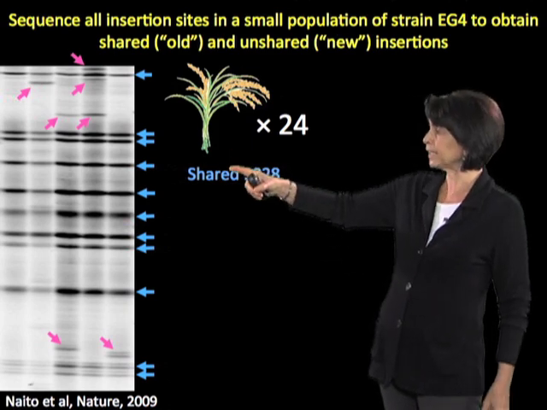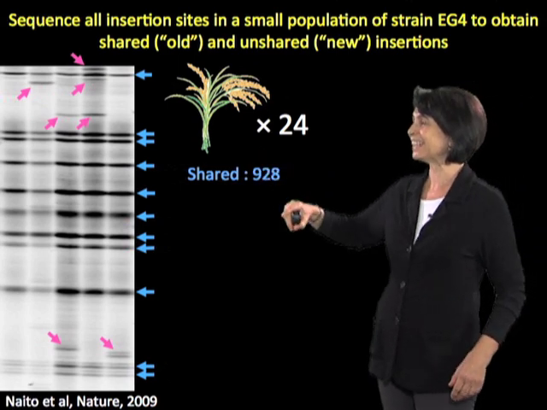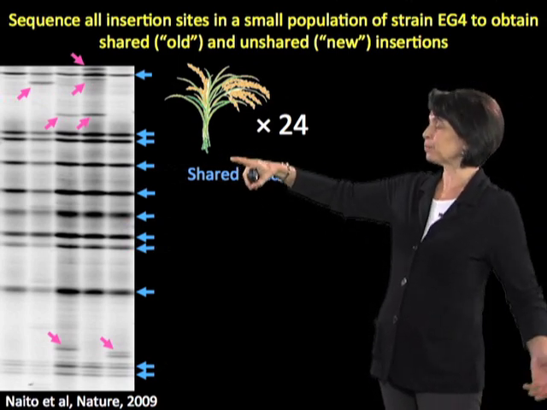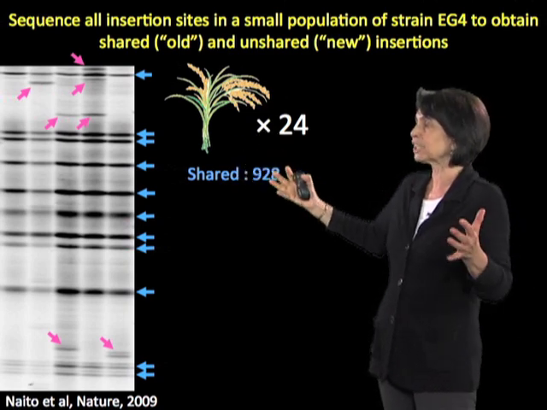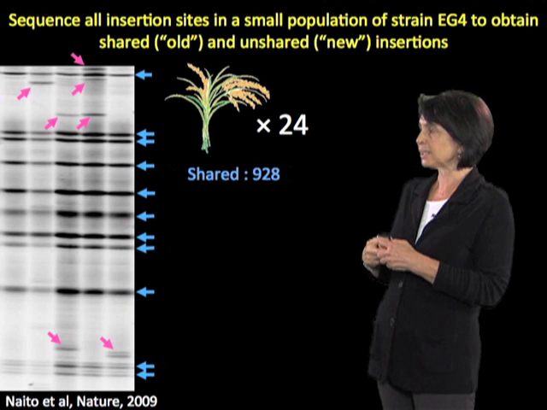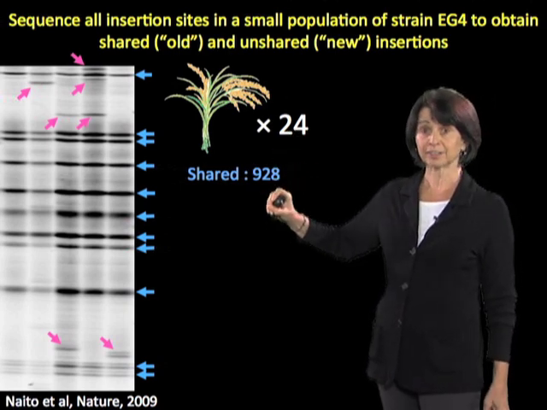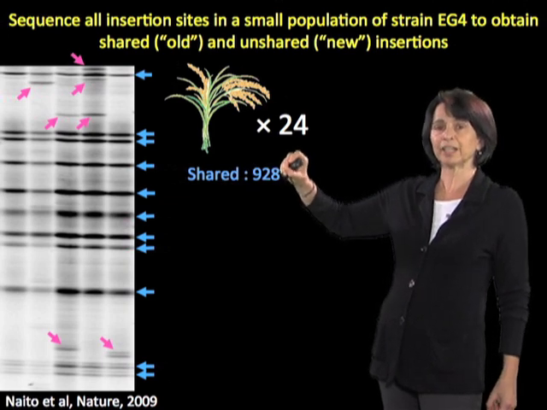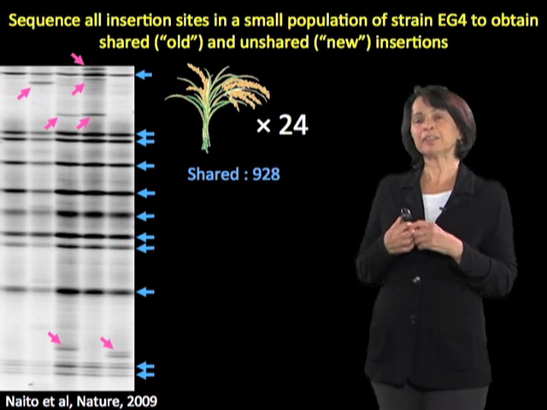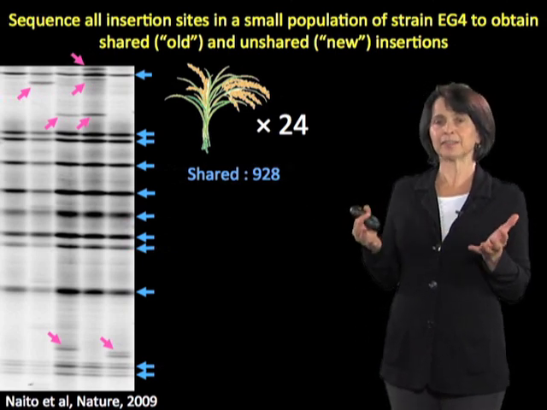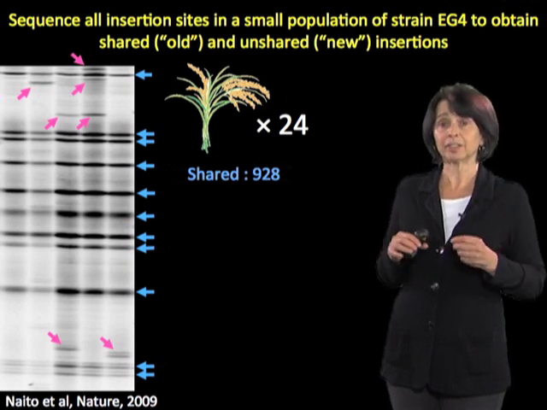And so what you see on the left in the gel is some of the PCR products from a subset of the 24 plants. In blue, I'm showing you the bands that are shared by all the plants. In pink, I'm showing you the bands that are only present in one plant. The ability to look independently at shared and unshared insertions is very powerful.